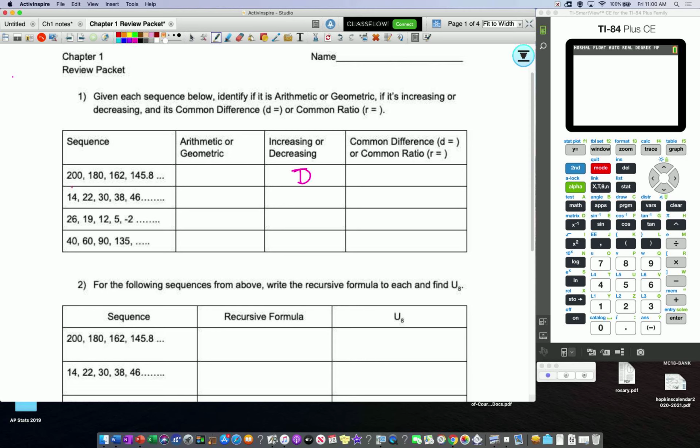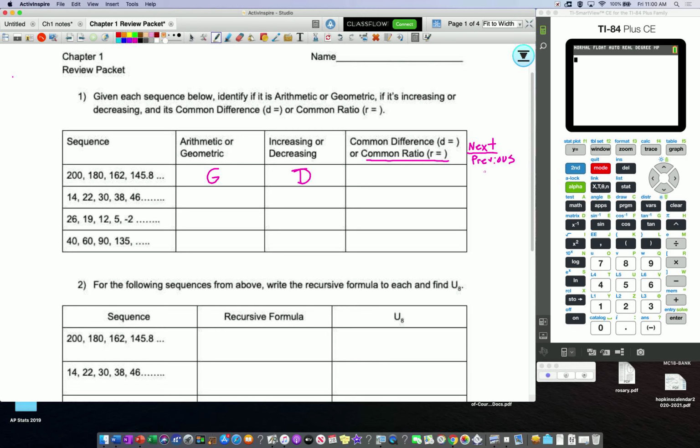Well, I'm thinking 200 to 180, that's like losing $20. I sometimes think of it as money. If I subtract another 20, that's actually 160, not 162. So that already tells me that it's geometric. So now I need to figure out the common ratio. Remember how to figure out the common ratio? You take the next term and divide it by the previous term. So I'm going to use that concept here.